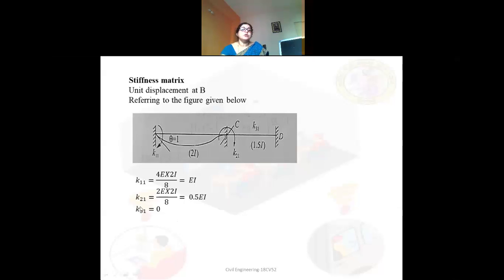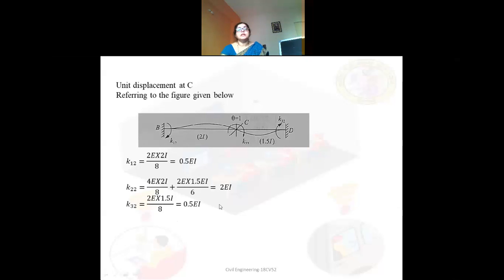Next, what is the force developed at coordinate 3 due to rotation at coordinate 1? At coordinate 3 there is no effect due to this displacement at coordinate 1. Hence K31 is equal to 0. Okay. Next, what happens when there is a unit displacement at coordinate 2, or at support C? What happens when you apply a clockwise moment here? This will undergo hogging and this will undergo sagging as shown in the figure.